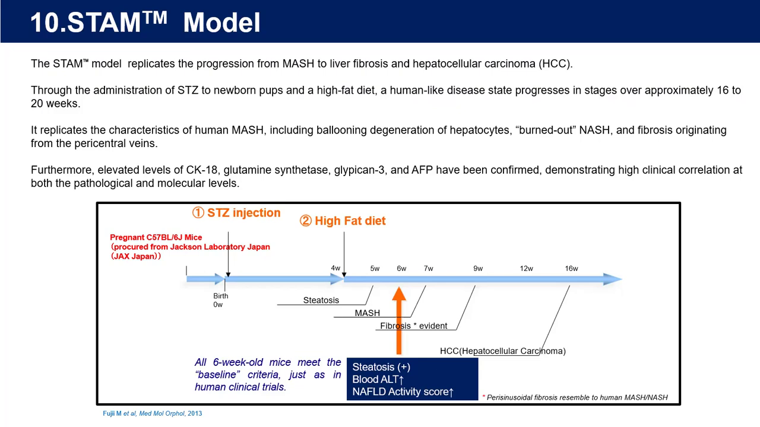Another major feature of this model is its ability to evaluate indicators closely related to clinical outcomes, such as HCC and survival rate. As explained earlier, in current drug discovery, clinical outcomes are ultimately prioritized. In that sense, the STEM model is extremely useful for the purpose of capturing the changes closely related to clinical outcomes. This model uses pregnant mice sourced from the Jackson Laboratory.